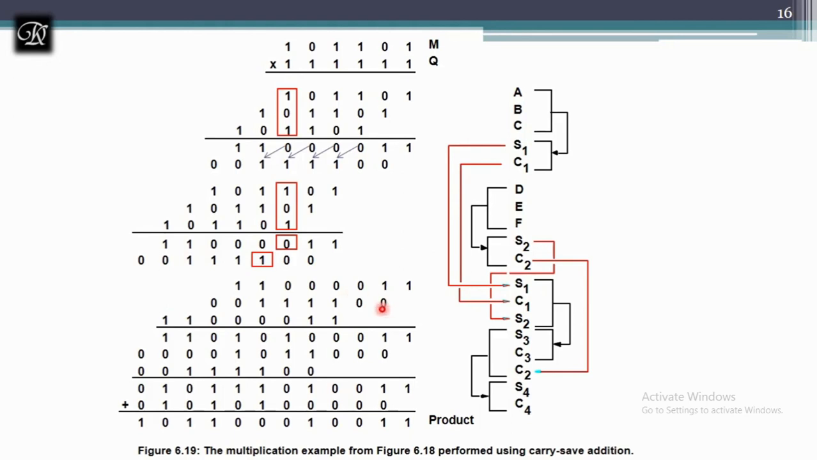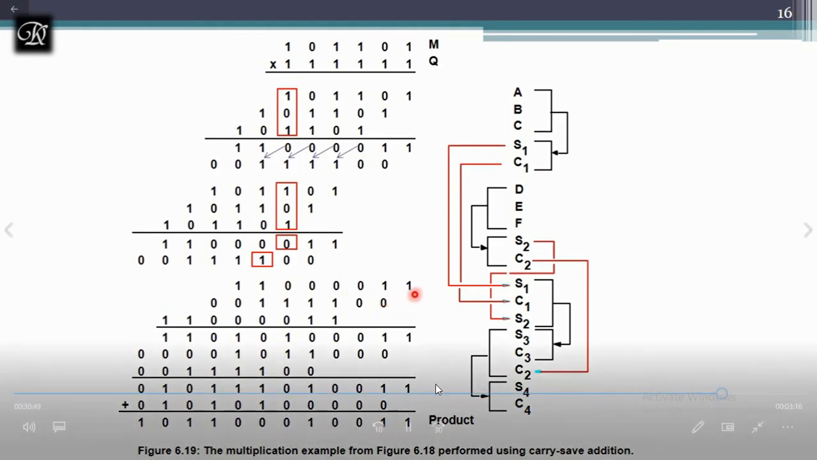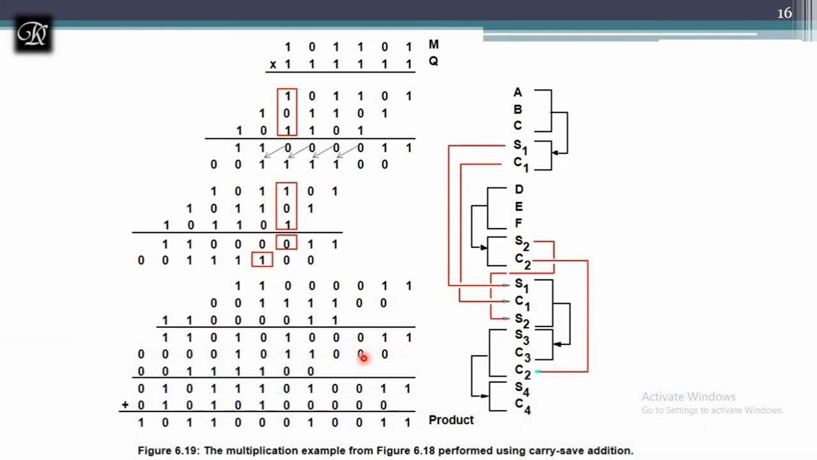Now we have to find the sum and carry of this. That is 1 is 1 and carry to the next level is 0. 1 is 1, carry to the next level is 0. 0 is 0, carry to the next level is 0. 1 and 1, it is 1 0. 0 is here, 1 will be to the next level. 1 and 1 is 0 and carry to the next level is 0. 1 and 0, it is 1 and carry to the next level is 0. 1 and 1, it is 1 0, 0 here and carry to the next level is 1.